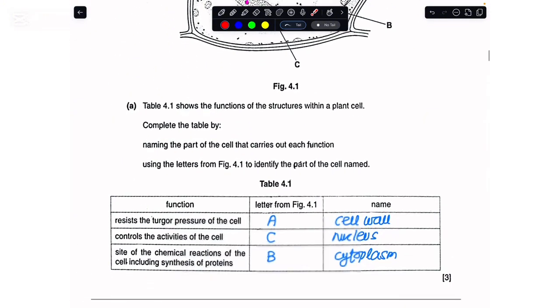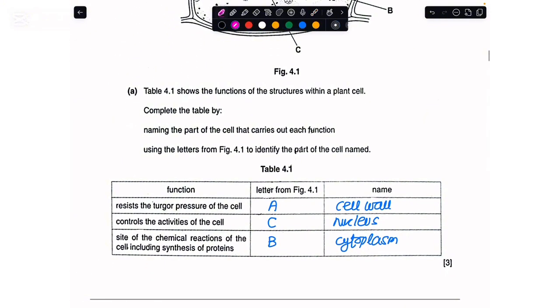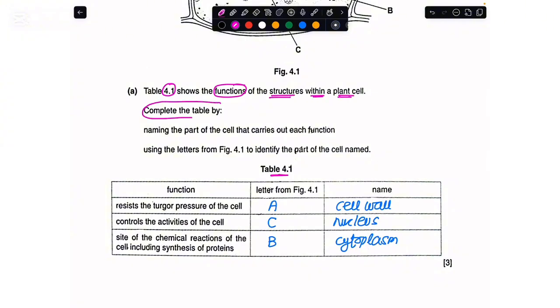So if we come toward the question in part A, they say that table 4.1, which we are giving you at the bottom, shows the functions of the structures that lie within a plant cell. And they want us to complete the table where we not only have to give the name of the structure, but also the letter that is indicating it, and we have to relate them to the functions which they have given us in the first heading.